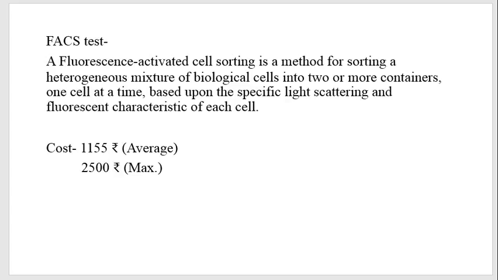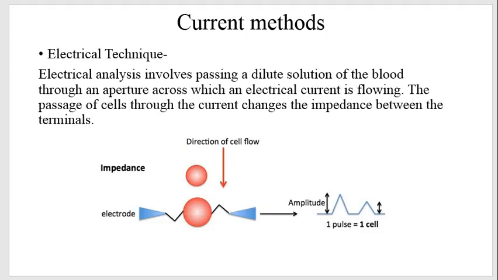The electrical method uses the Coulter counter principle, where each cell is passed through a hole and then counted, whereas in FACS, each time light gets cut through, how much time it was cut through and the power at which it was cut through can determine the type of the cell. So this is electrical techniques.